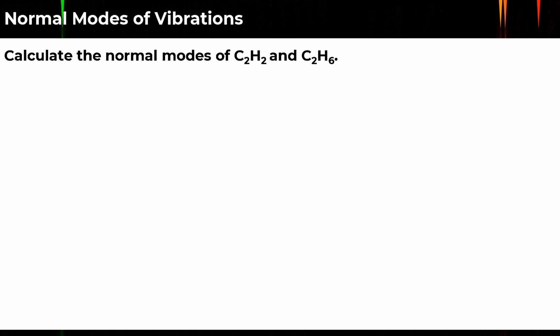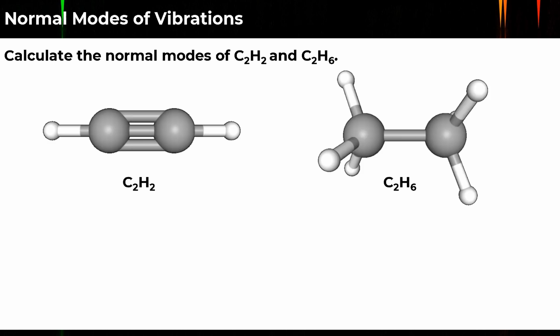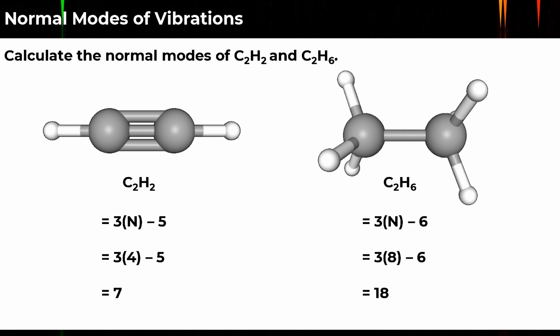As a practice problem, let's calculate the normal modes for acetylene and ethane. For acetylene, a linear molecule, it is 3 times 4 minus 5, which is equal to 7. For ethane, a nonlinear molecule, it is 3 times 8 minus 6, which is equal to 18.